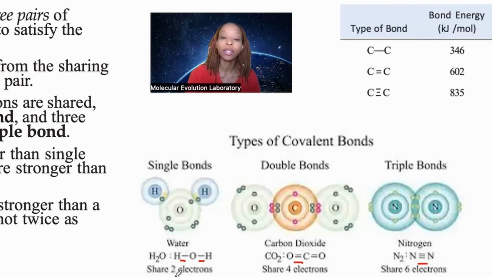In the single bond, 2 electrons are shared. In the double bond, 4 electrons are shared. In the triple bond, 6 electrons are shared. And here we can see the single bond has a bond energy of 346 kilojoules per mole. The double bond will have 602 for a double bond between carbon atoms, and the triple bond would be 835, which means that the triple bond is stronger than the double bond as well as the single bond.